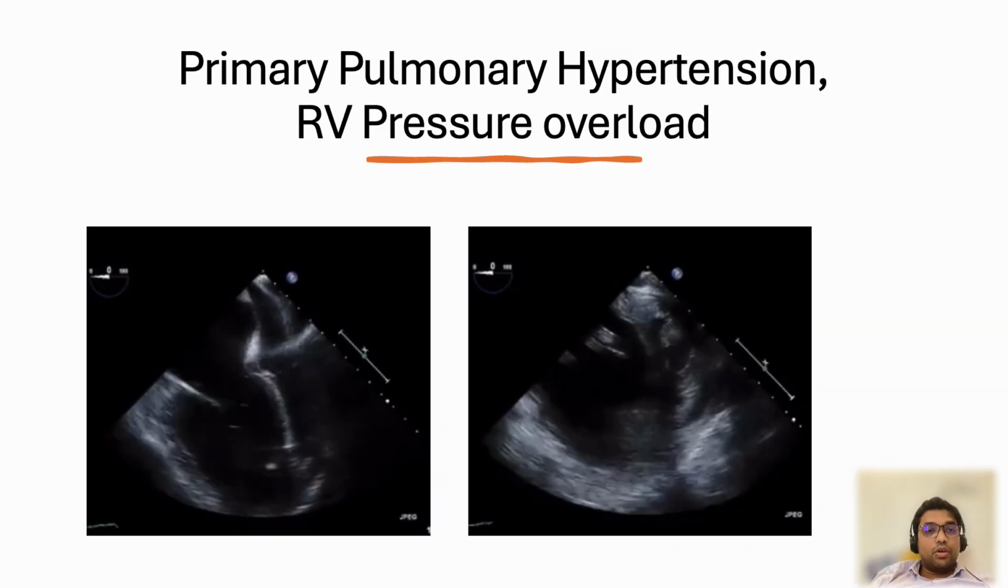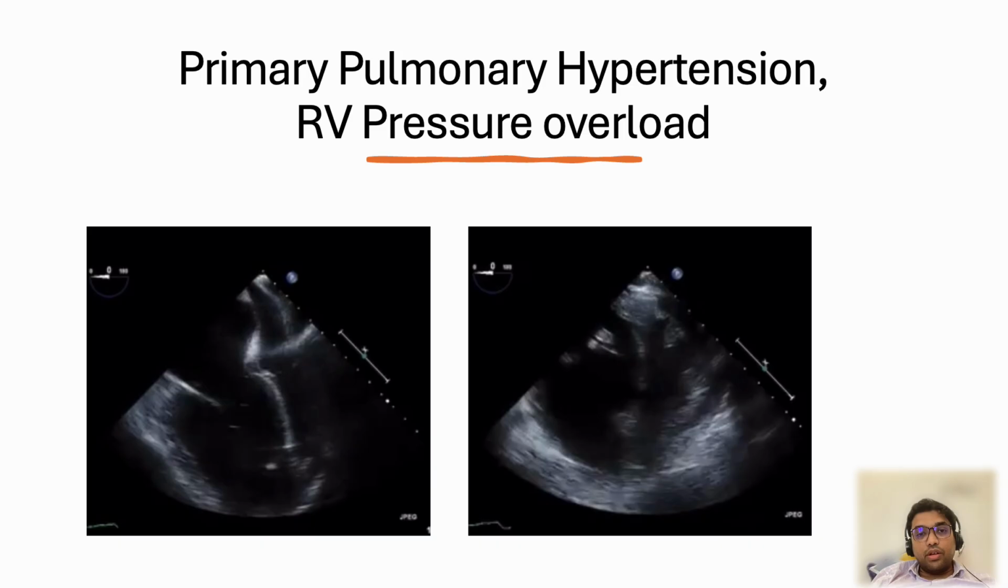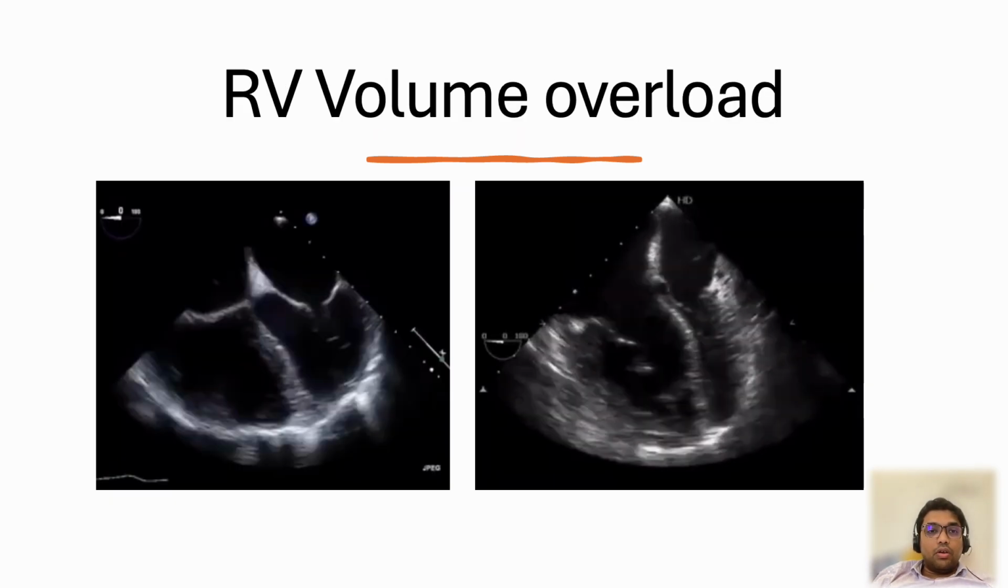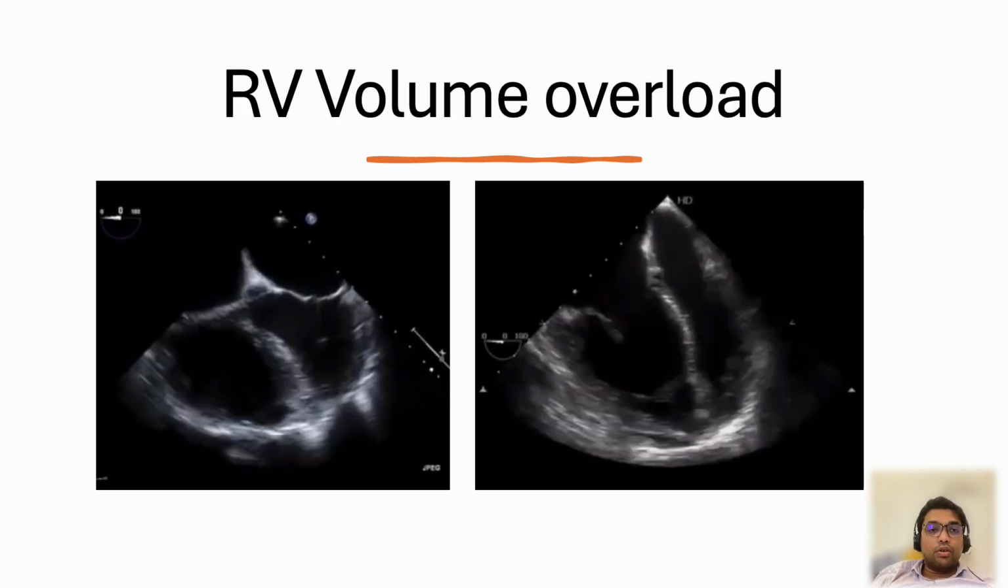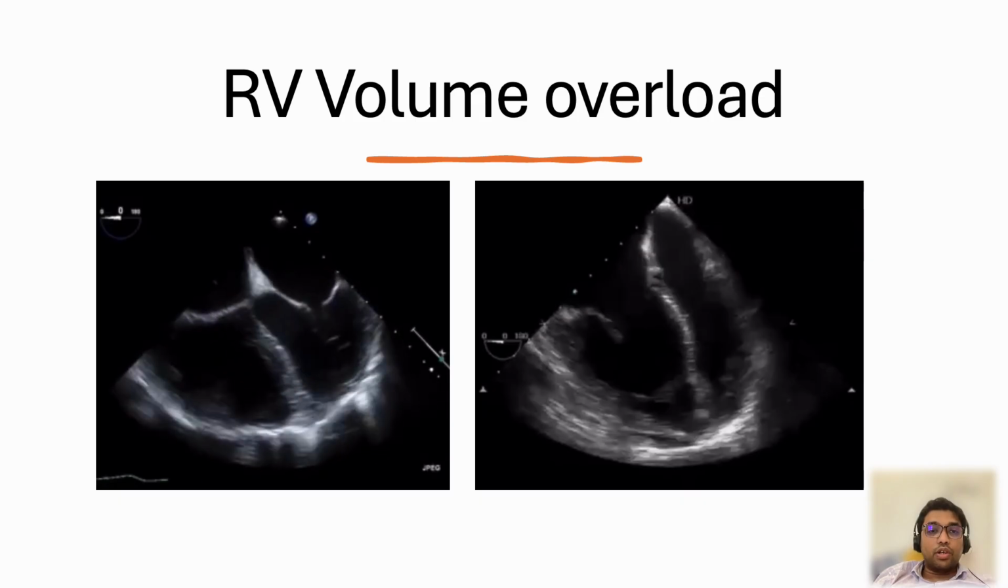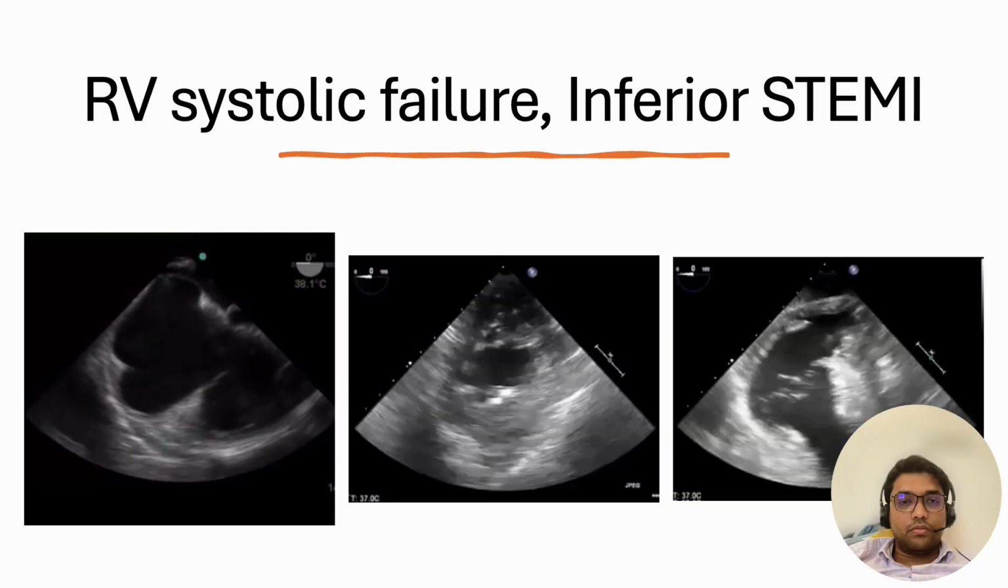Now this is a clip of primary pulmonary hypertension with RV pressure overload. Here also you can see your RV is dilated, your left sided chambers are compressed by your RA and RV, both are dilated, and also you can see the shifting of your septum towards your LV. Now this is a case of RV volume overload. Now you can see the RV is also enlarged over here, but the difference is that the RV wall is not hypertrophied here. So the chamber size is just like your previous clips.